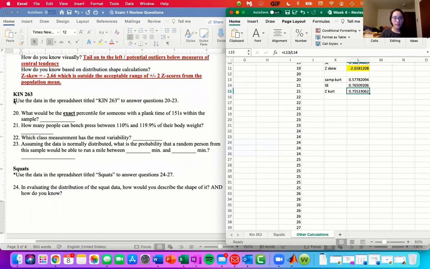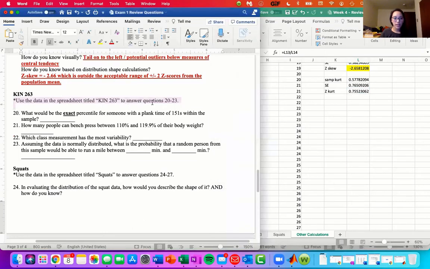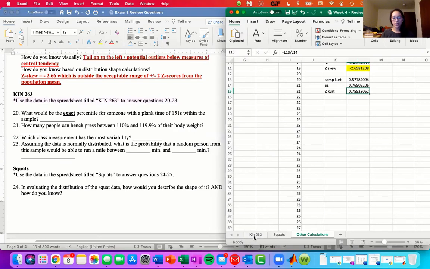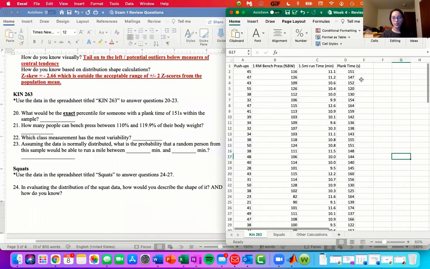So this is what it would look like in the quiz. Use the data and spreadsheet titled Kin 263 to answer the following questions. All right, so we would go to Kin 263. We can see we've got some data in here.